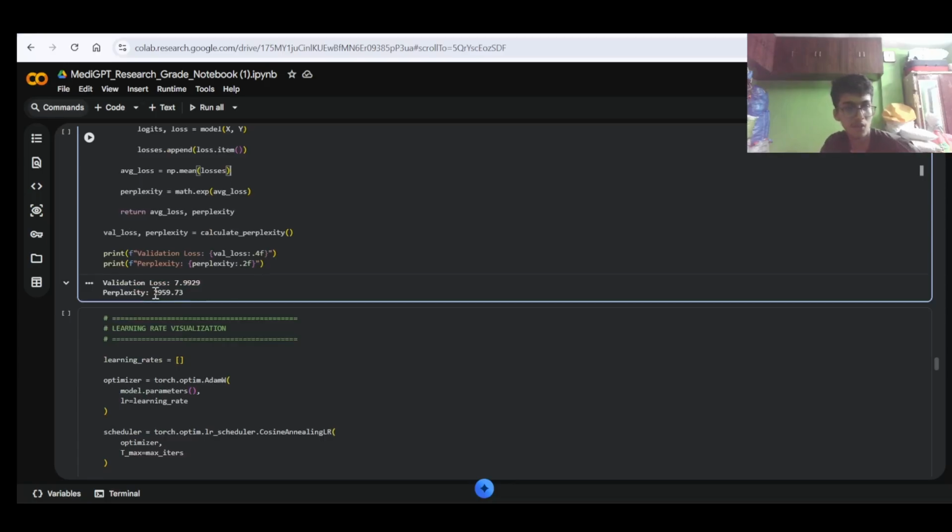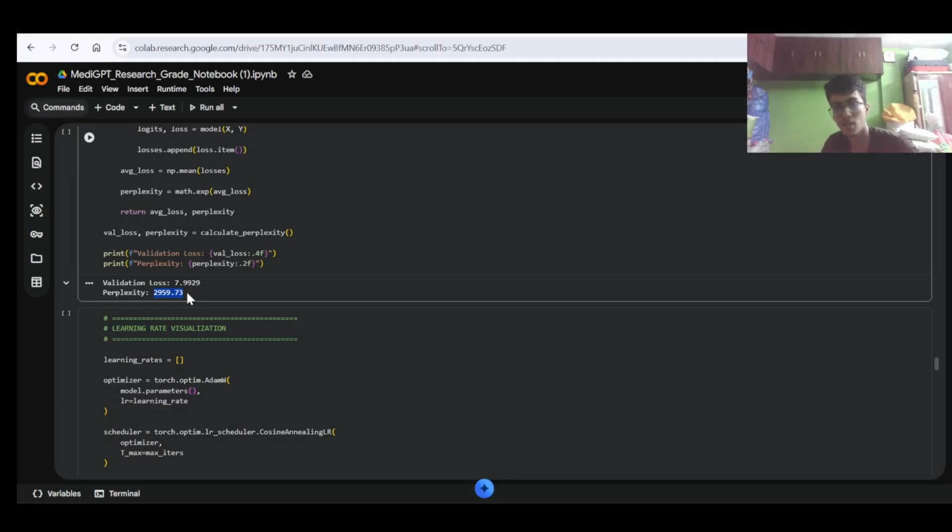Now, this perplexity of 2959 means that in my vocabulary of maybe 72,000 tokens, I am still uncertain about 2959 tokens. That means I have doubt about these 2959 tokens. For the rest of the tokens, I am sure what the next token prediction will be.